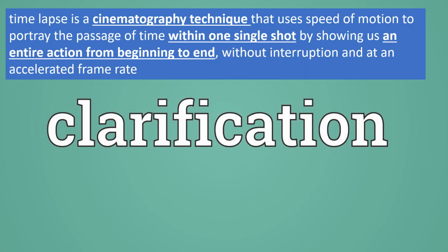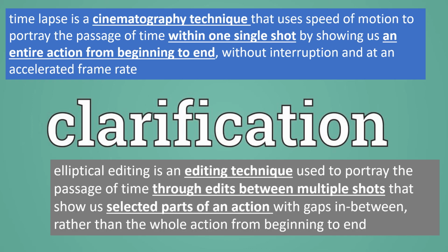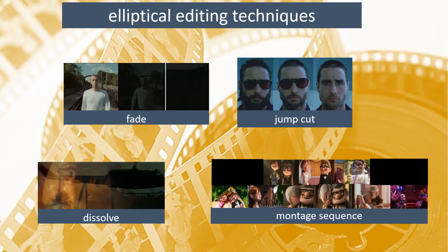Time-lapse is a cinematography technique that uses speed of motion to portray the passage of time within one single shot by showing us an entire action from beginning to end, without interruption and at an accelerated frame rate. In contrast, elliptical editing is an editing technique used to portray the passage of time through edits between multiple shots that show us selected parts of an action with gaps in between, rather than showing us the whole action from beginning to end.